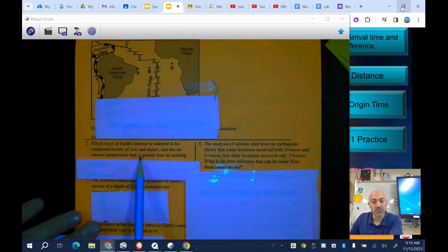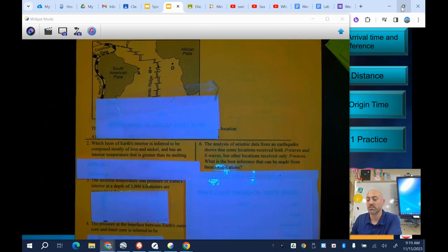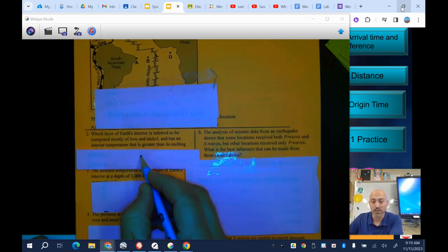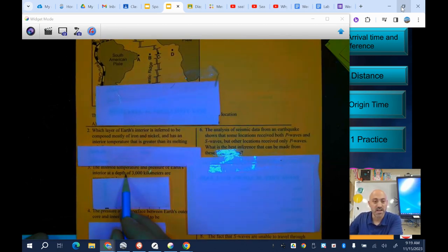What layer of the Earth's interior is inferred to be? What are they made of? What are the temperatures? What are the densities? What are the depths? What are the pressures? We've been going over that all week. What's the depth? What's the temperature? What's the pressure? Same question.